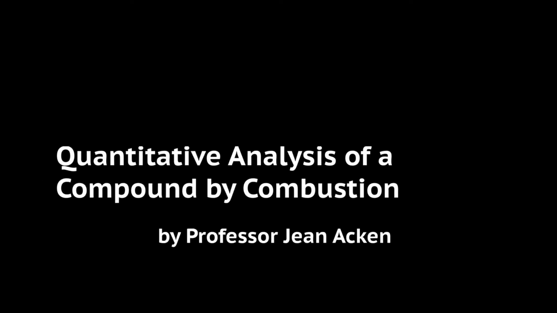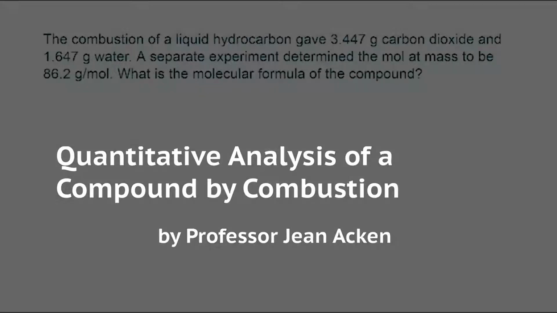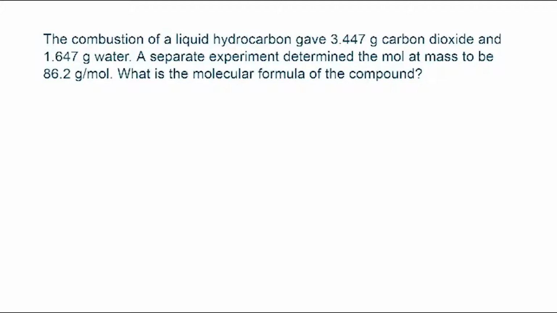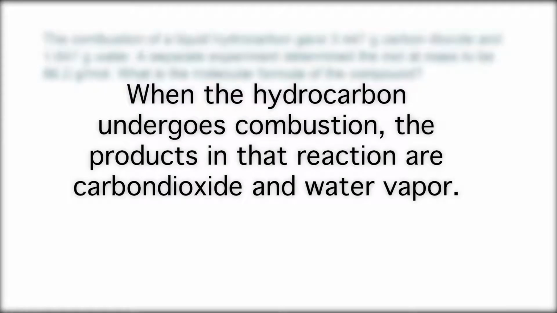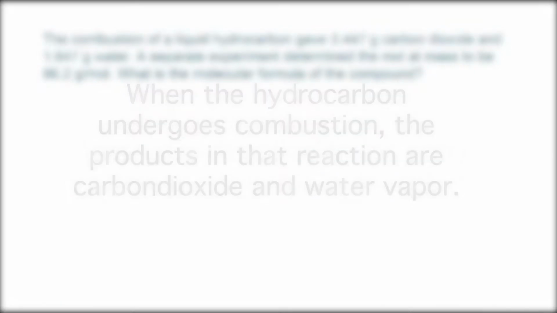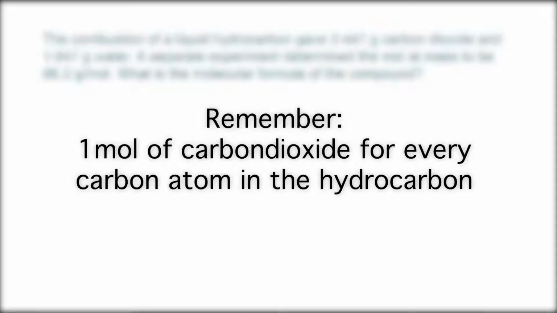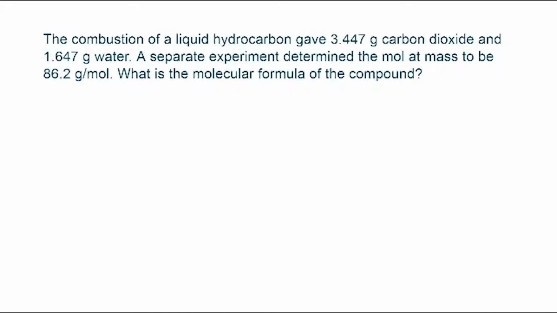In this video, we'll learn how to use quantitative analysis in order to determine the empirical formula of a compound. The key to understanding how that works is to know that when the hydrocarbon undergoes combustion, the products in that reaction are carbon dioxide and water vapor. Because we get one molecule of carbon dioxide for every carbon atom in the hydrocarbon, we can write a mole ratio for that. We say that there's 1 mole of carbon in our unknown compound for every mole of carbon dioxide that is produced in the combustion.